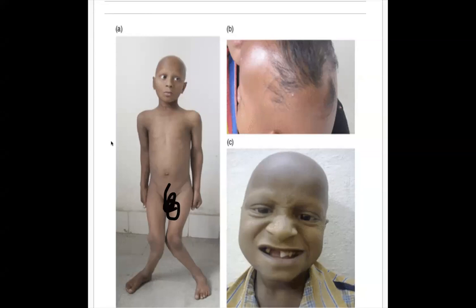Next, I would like to do the general examination to look for any rickety features, so to look for other signs of rickets and also any underlying illness. Okay, go ahead. So can I proceed?